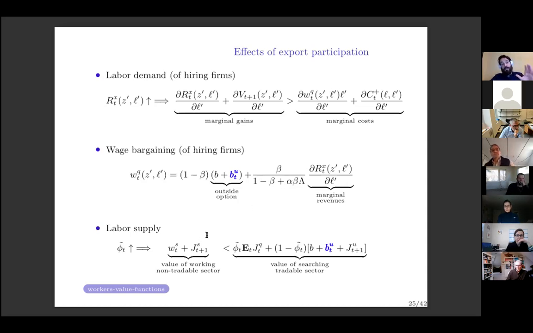And again, the margin of the export decision will affect the labor supply in the opposite way, because the presence of firms that are exporting actually makes the value of searching for a job in the tradable sector now higher compared to the value of working in the non-tradable sector. Therefore, to reestablish the equality in the labor supply, now workers might have to move from the non-tradable sectors to the pool of unemployed workers searching for a job in the tradable sector, making at the same time the job finding rate lower than before.